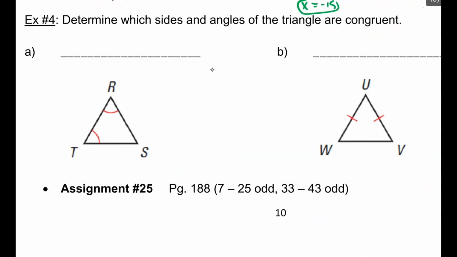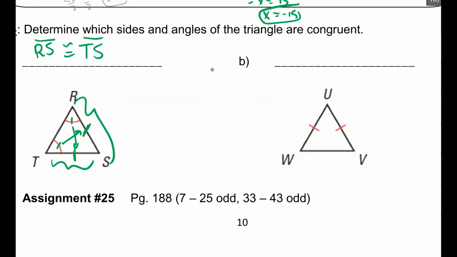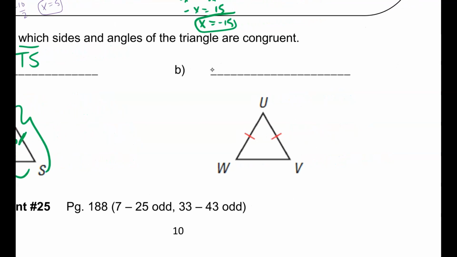All right, determine which sides and angles of the triangle are congruent. Okay, so we know that those 2 angles are congruent. We don't know about that third, but because those 2 angles are congruent, that means the 2 sides opposite must be congruent as well. So this side length right here, we call RS, right? Segment RS must be congruent to this segment, which is TS. You can say like SR is congruent to ST, right? It's referring to the same sides.